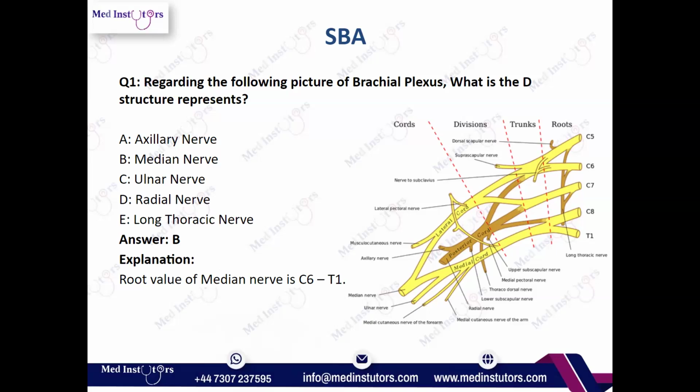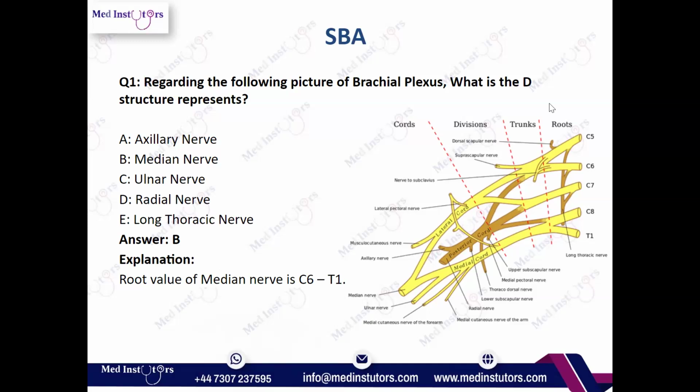In one of the previous sessions, I showed you the MRCOG-1 curriculum and the anatomy topics you need to cover for the exam. Brachial plexus, yes, is part of the upper limb, but it is relevant for obs and gynae because of this complication of shoulder dystocia.